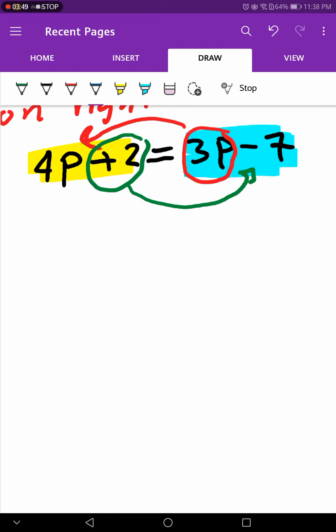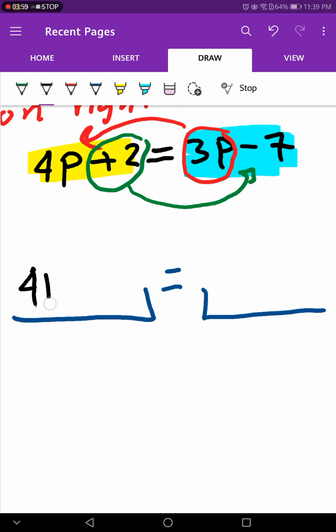Here I will do it like this. This is the left side and this is the right side. I hold the 4p here, and I will transport the 3p. It will be negative 3p. And on the left side I hold the negative 7, and I transport here the positive 2. It will be negative 2.